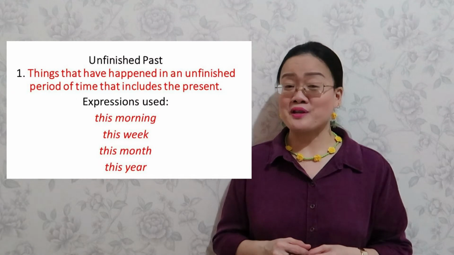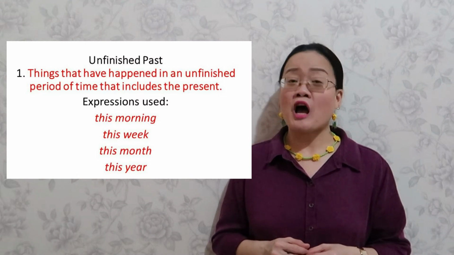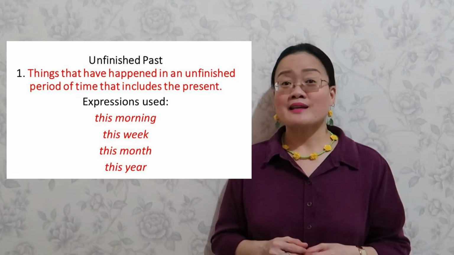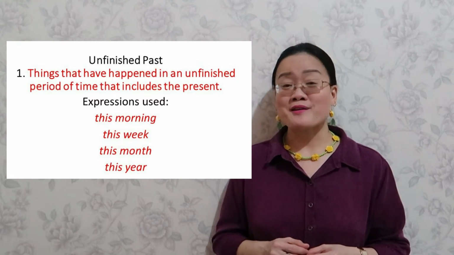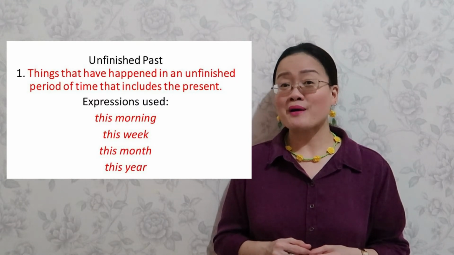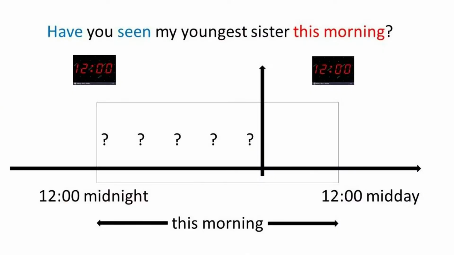The present perfect simple is used to talk about unfinished past. That is, things that have happened in an unfinished period of time that includes the present. It is used with expressions like this morning, this week, this month, or this year. For example, have you seen my younger sister this morning?